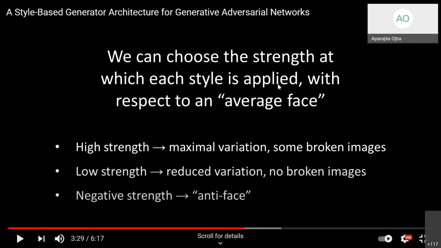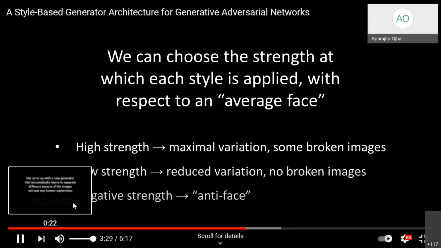We can choose the strength at which each style is applied with respect to an average face. High strength means maximal variation, some broken images. Low strength means reduced variation, no broken images. Negative strength gives the anti-face. Let's see how it does.